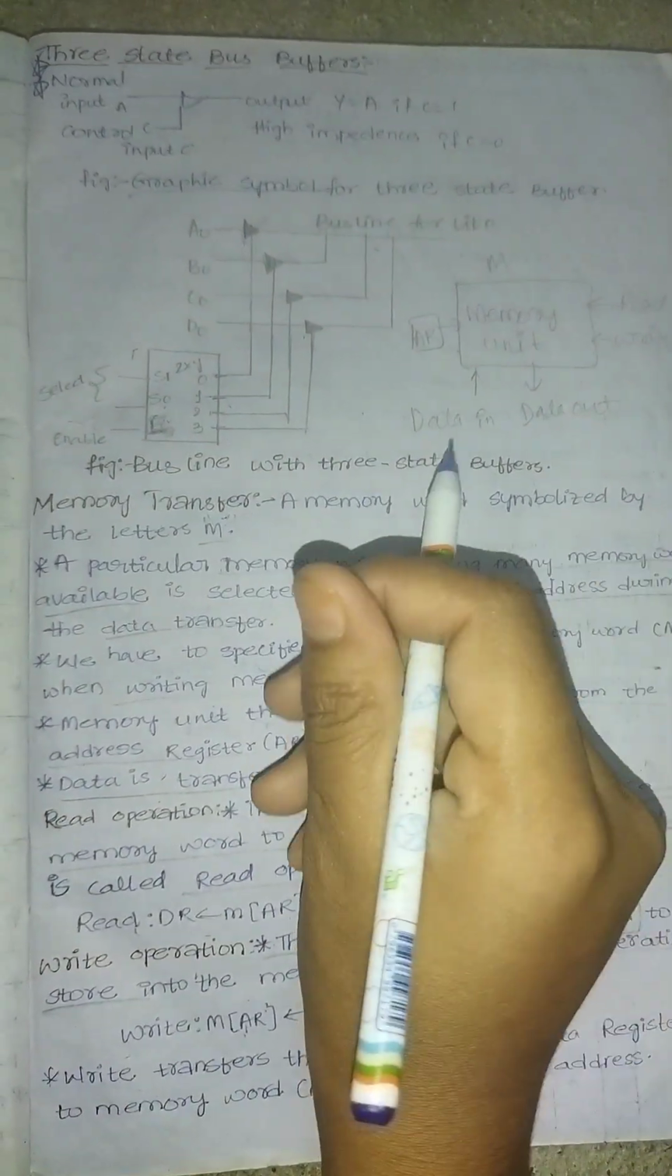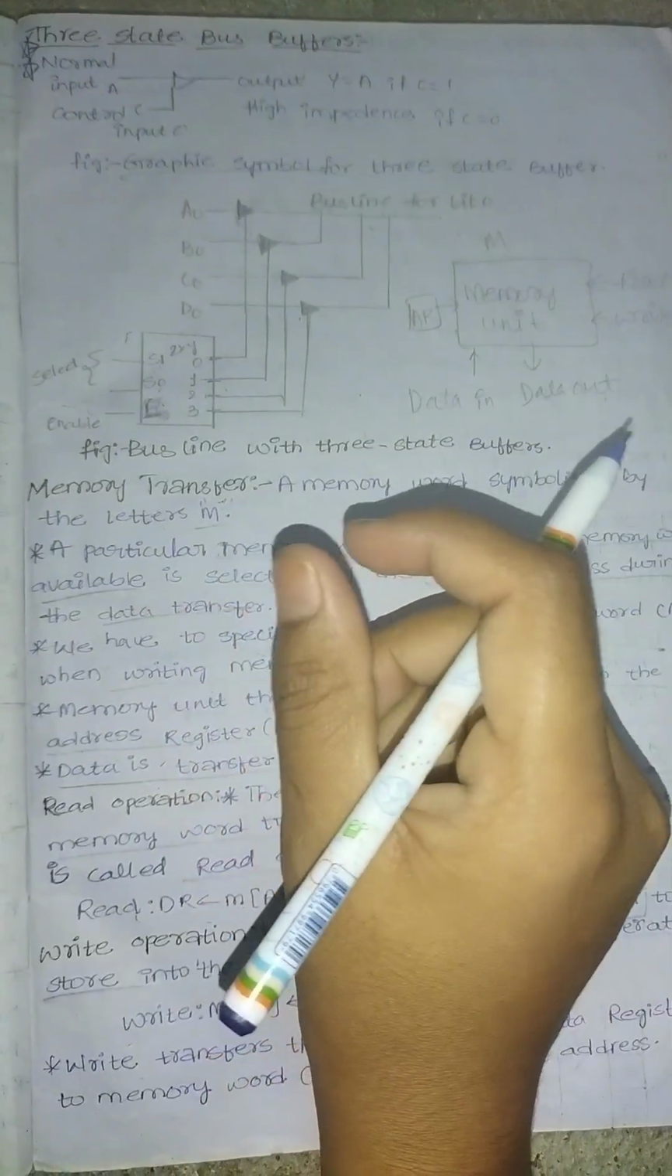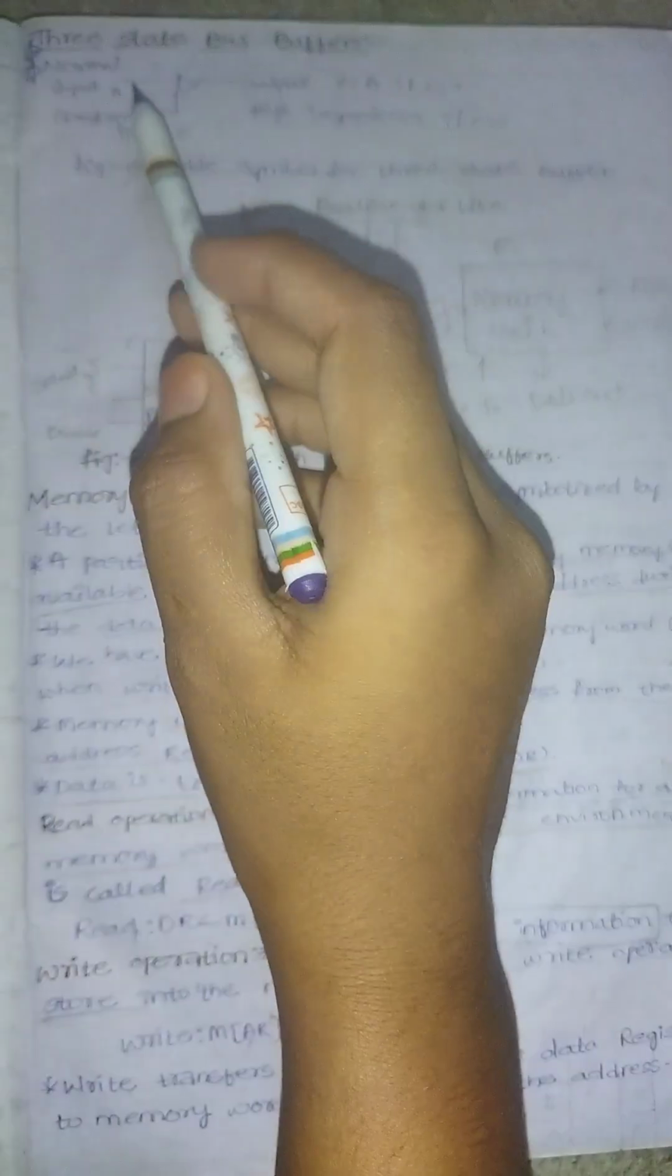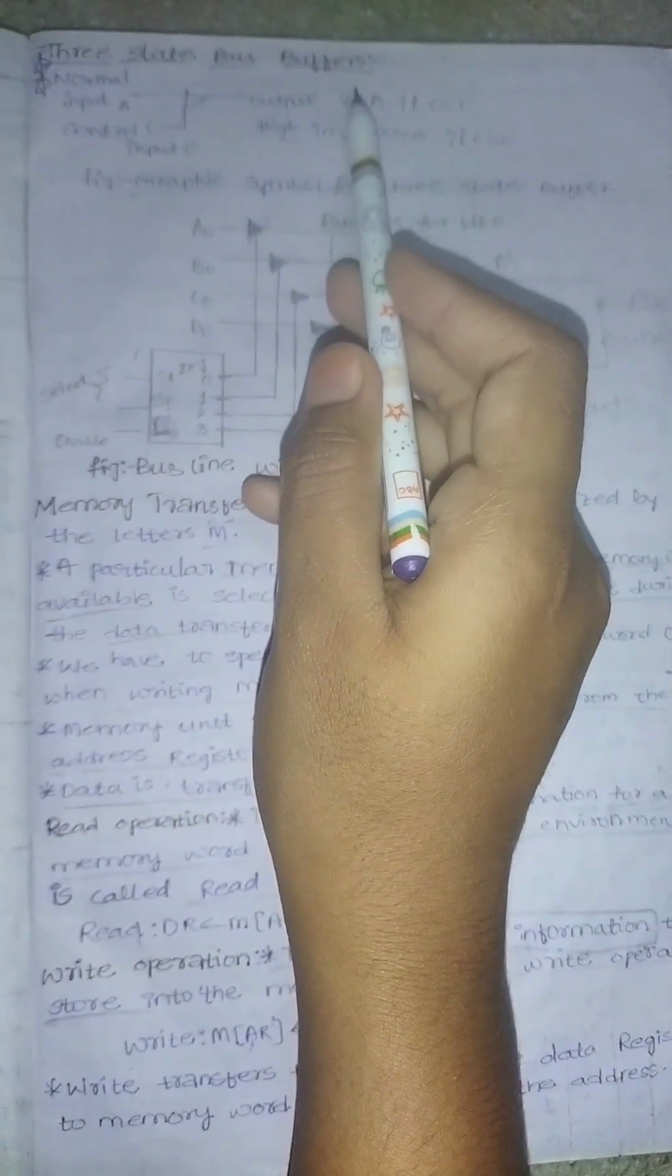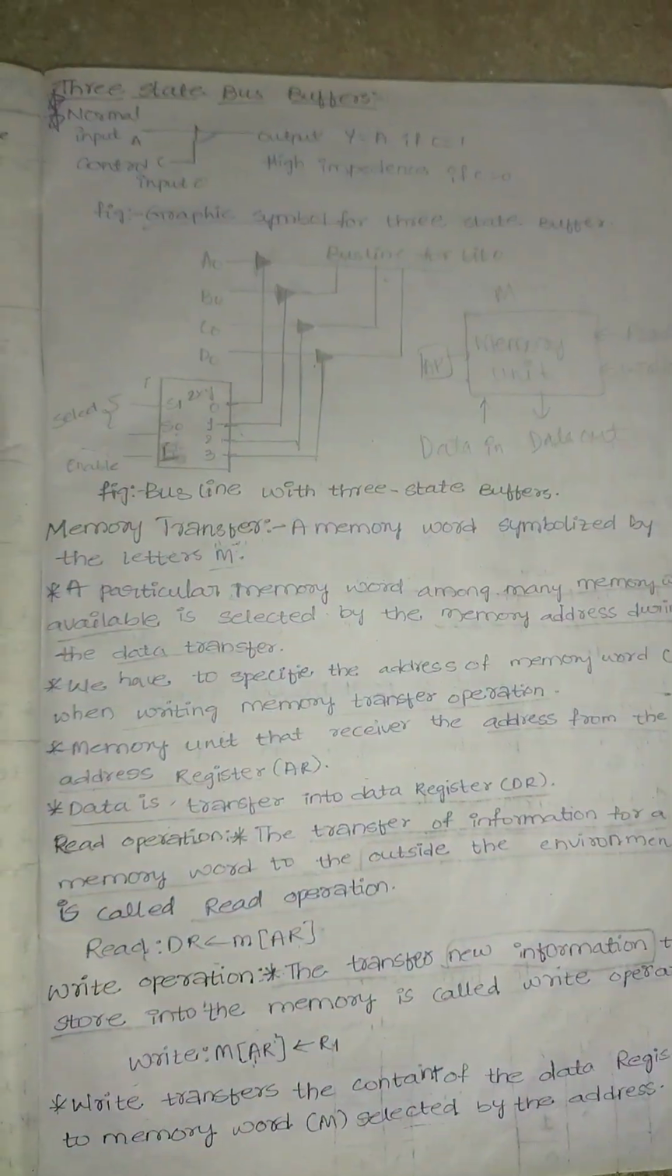Today's subject is COA, Computer Organization and Architecture. The topic is the 3-state bus buffer. It is an important topic.